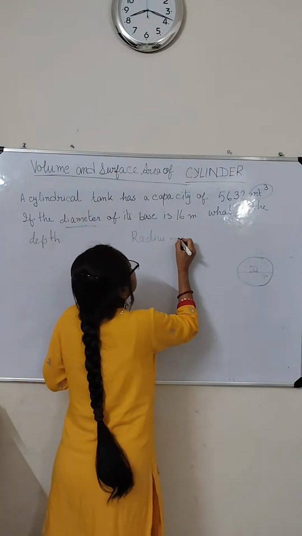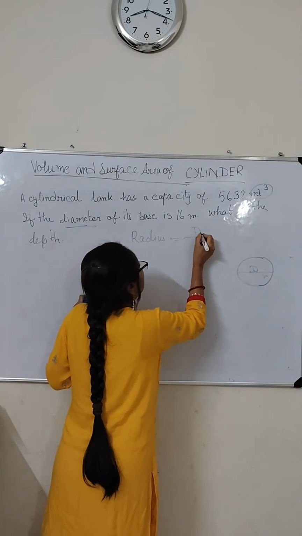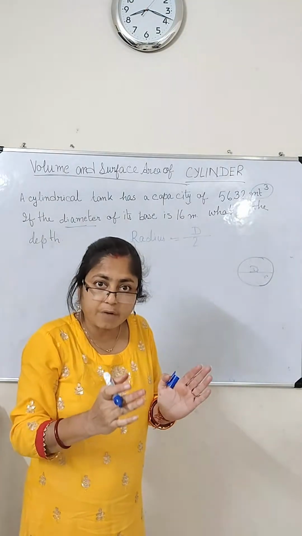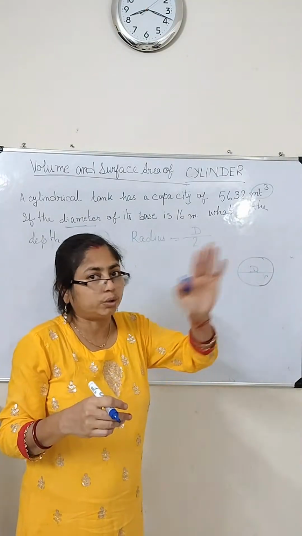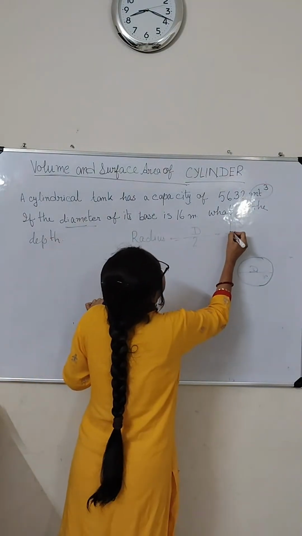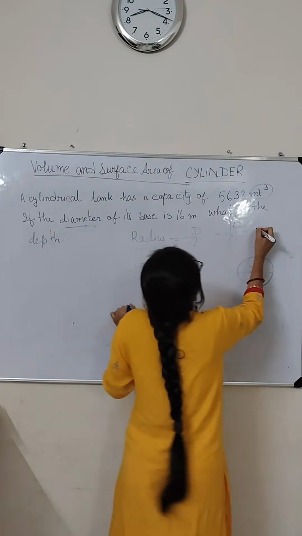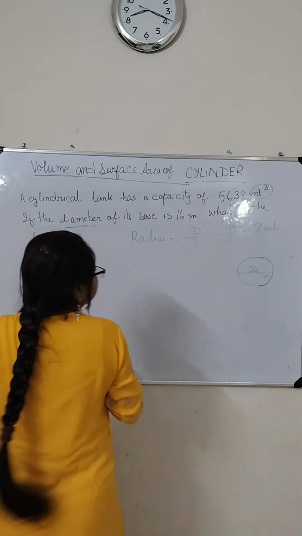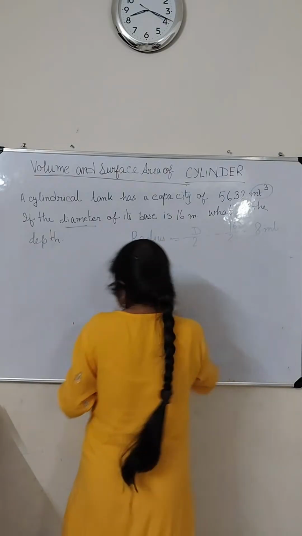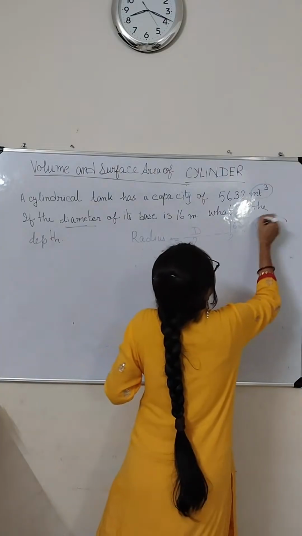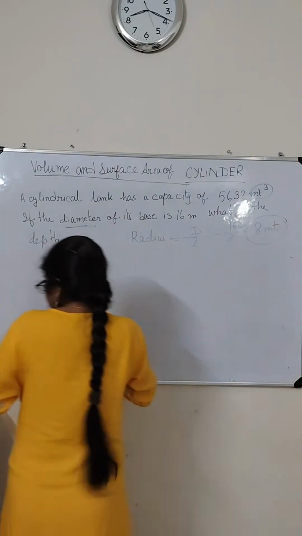Radius means d by 2. Please write the formula at the time of exam. Don't think and do it, no. Write the formula. So it is 16 by 2, means 8 meter. Look, it is the key point of the maths. Most of the students miss that part. This is the key part. Next one.